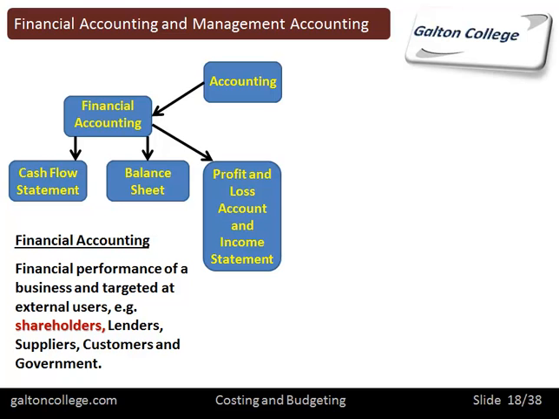So financial accounting covers the financial performance of a business and is targeted at external users: the shareholders, the lenders, the suppliers, customers, and the government. They also may perhaps be targeted at banks and lending institutions.